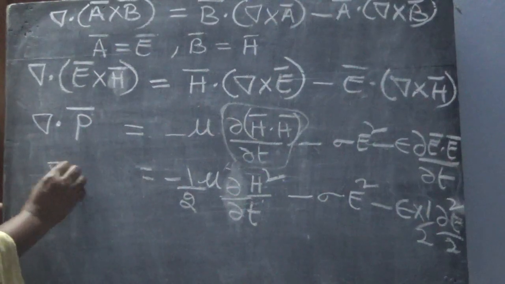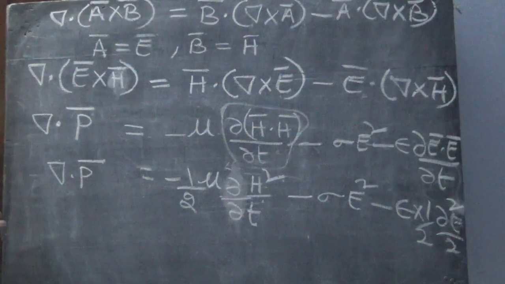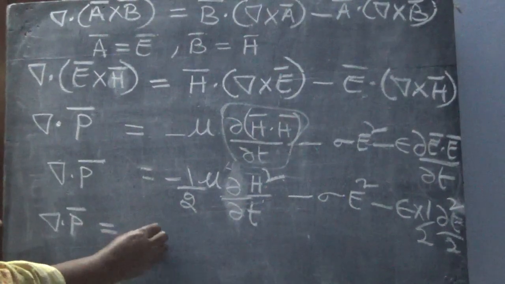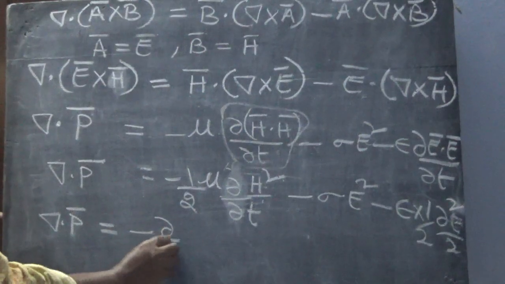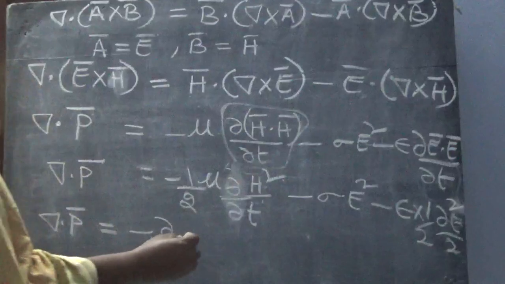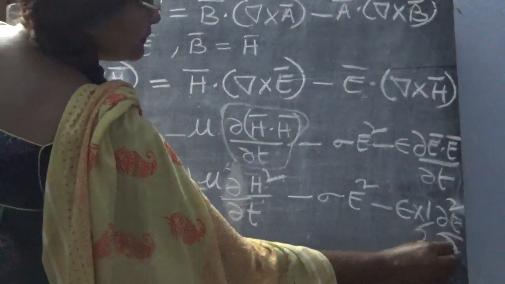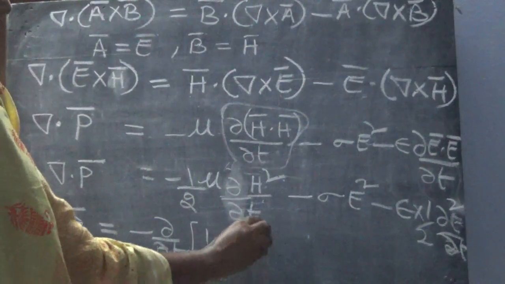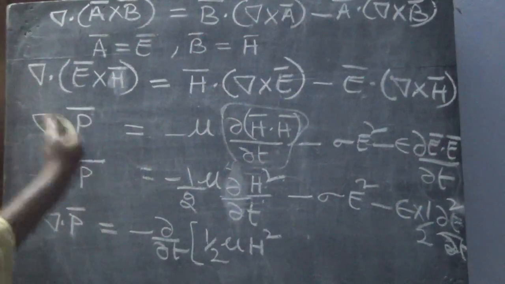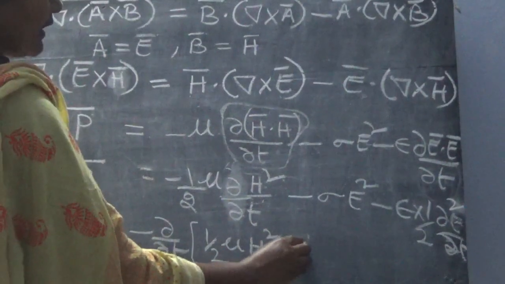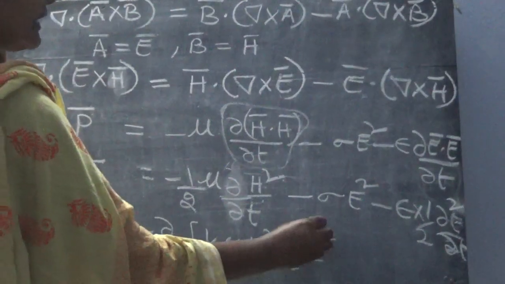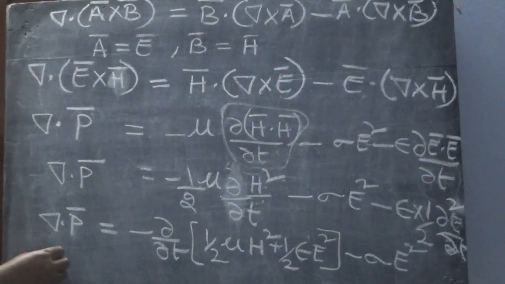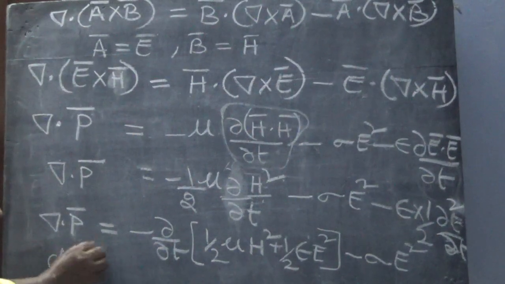So what I got: del dot P bar is equal to minus dou by dou t, taking the common factor from these two terms, of half mu H square plus half epsilon E square, minus sigma E square. This is my quantity. So this is called the differential form of the Poynting theorem.